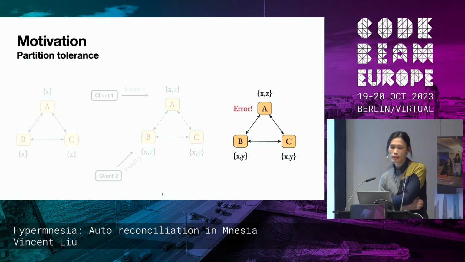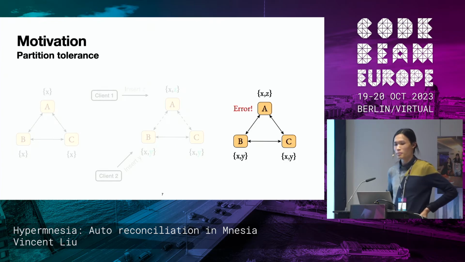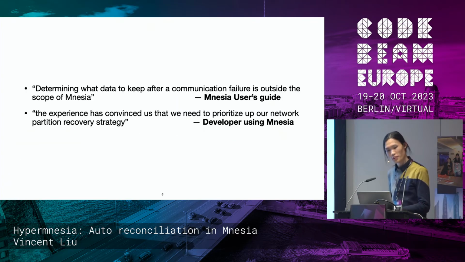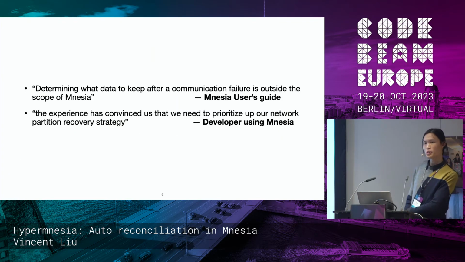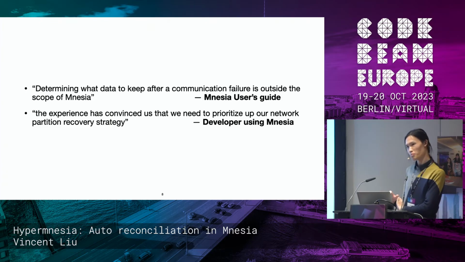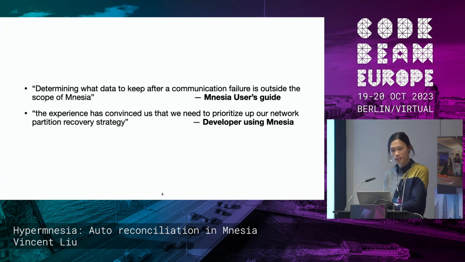When the partition heals, we get this strange state where node A has elements X and Z, and node B has elements X and Y. And Mnesia, at this point, will just tell you, we have an inconsistent database, and because we have a network partition, you need to fix this yourself. This is indeed a design choice made by Mnesia in the first place. If you read the user's guide, it says, determining what data to keep after a communication failure is outside the scope of Mnesia. So the designers of Mnesia at that time decided this is maybe not needed or not that popular, so they decided to leave it out.